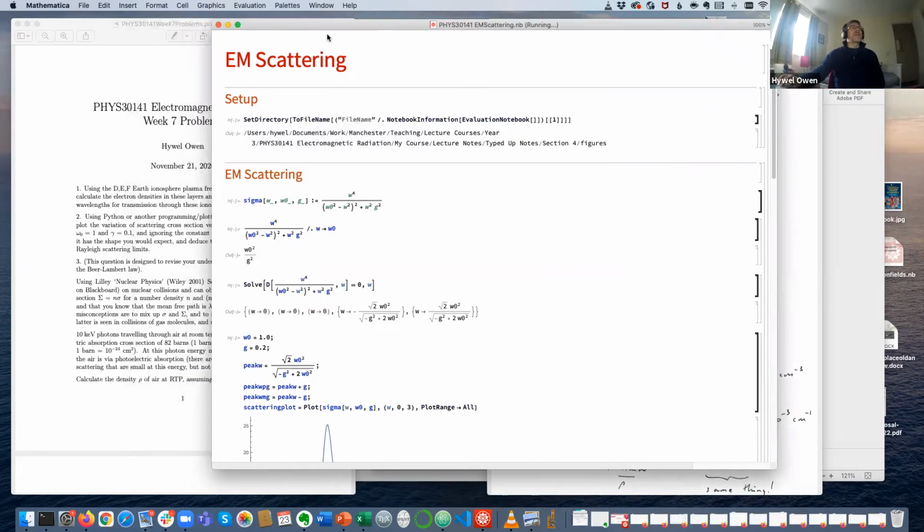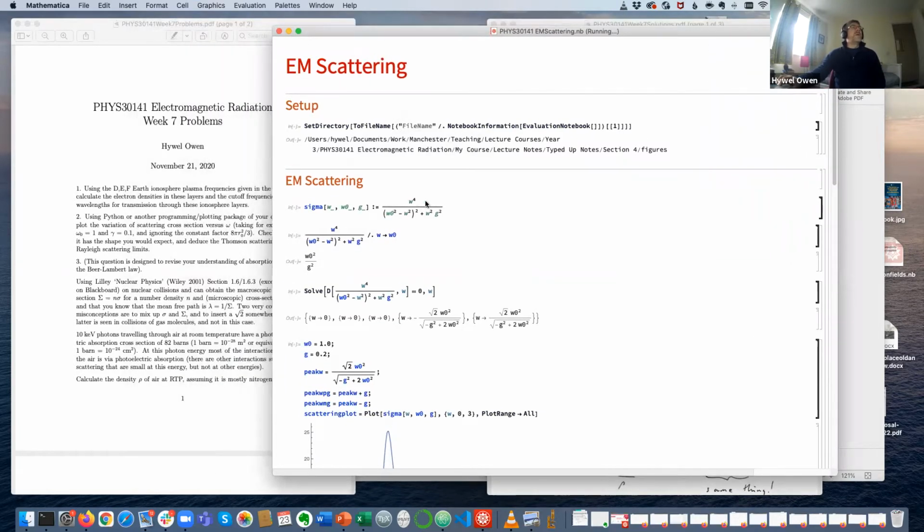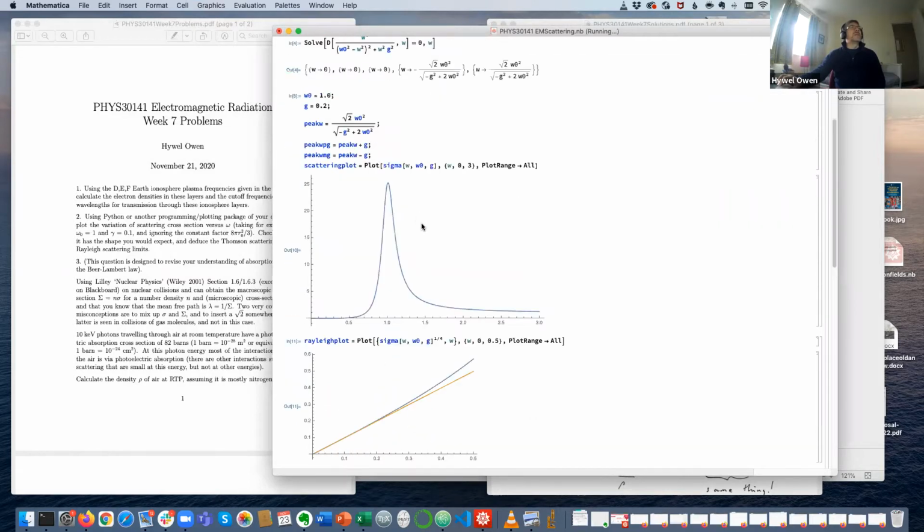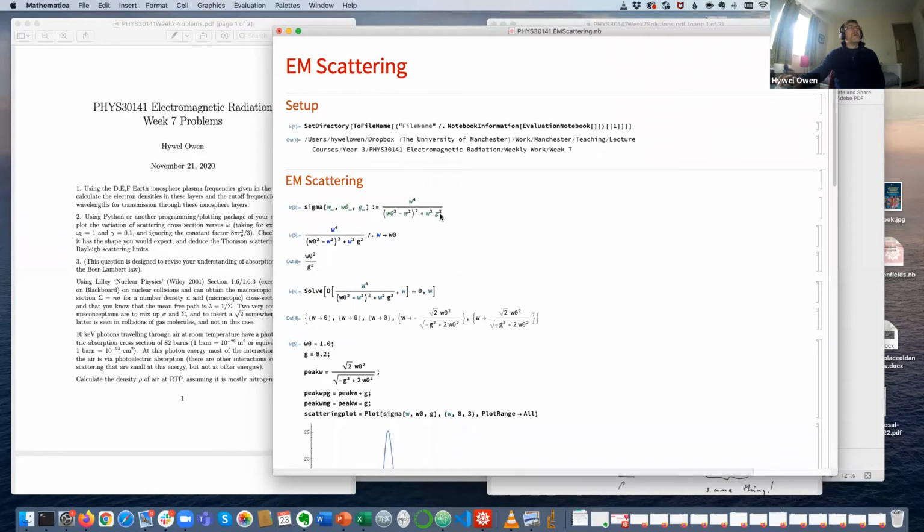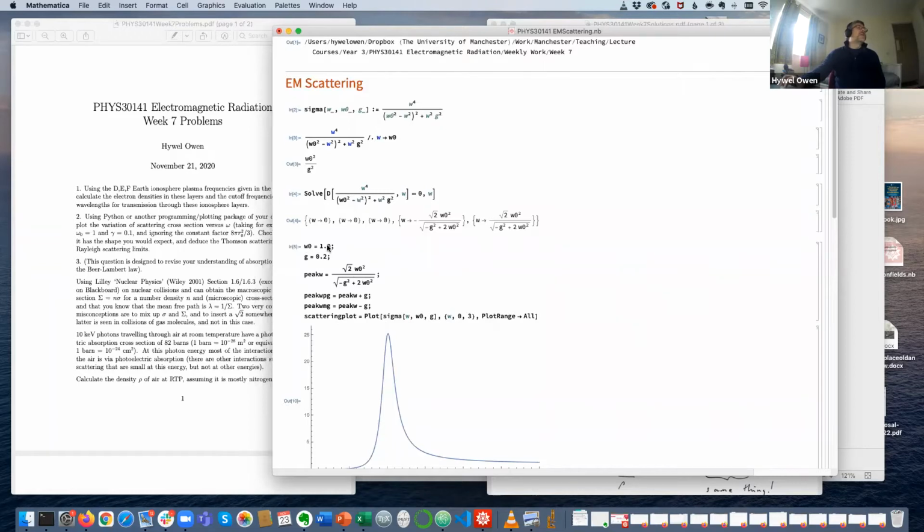And the part of the expression that I'm plotting here is omega to the fourth over omega naught squared minus omega squared, all squared, plus omega squared gamma squared. So I've labeled gamma as G and omega as W in this expression. And I'm calculating the variable part of the cross section. And I've ignored the prefactor, which is 8 pi r naught squared over 3, because obviously that would make the overall cross section quite small. So I'm just plotting how this varies, and I have given the resonant frequency to be 1 unit, and the width to be 0.2 units.